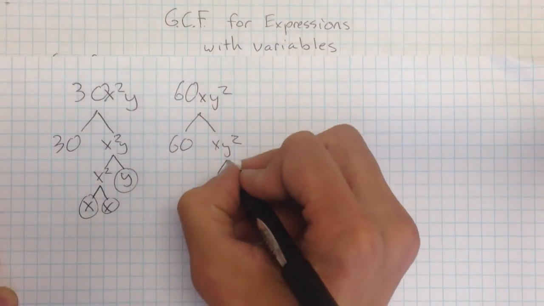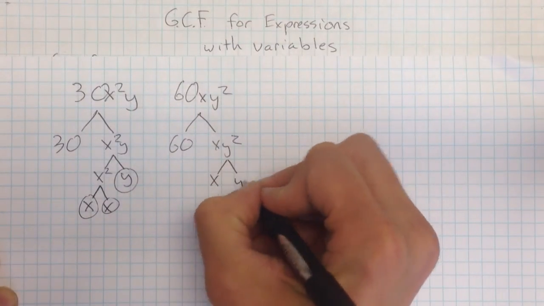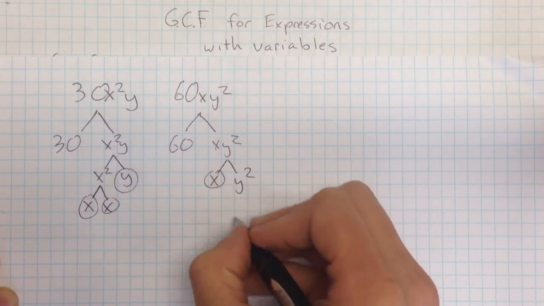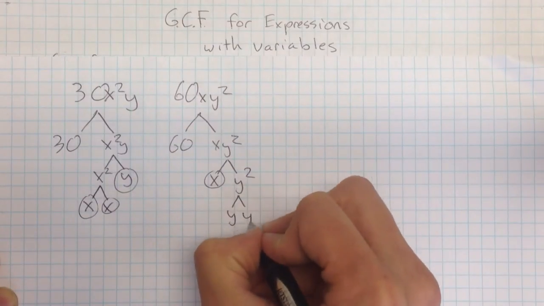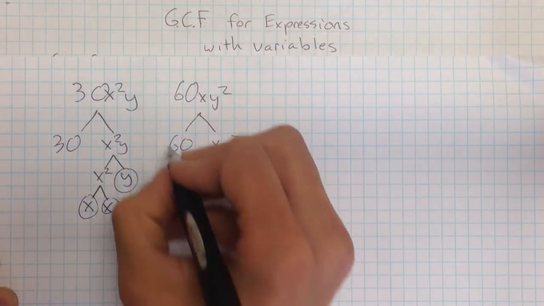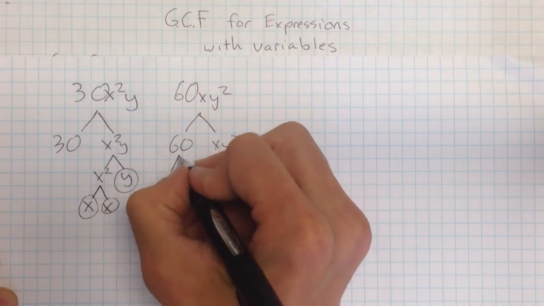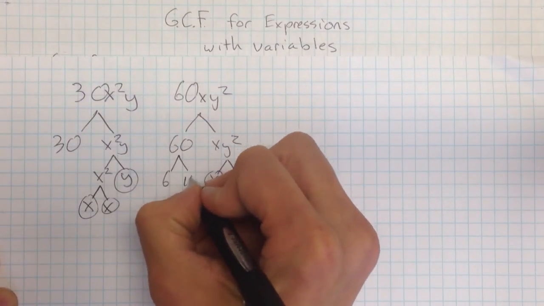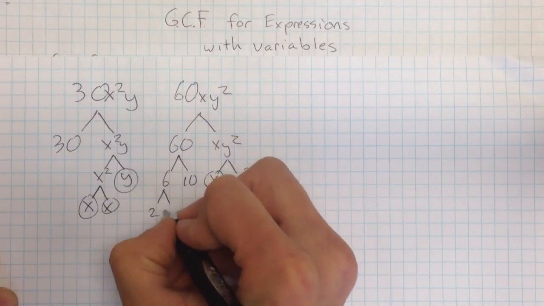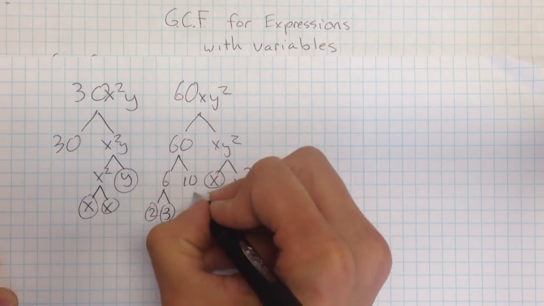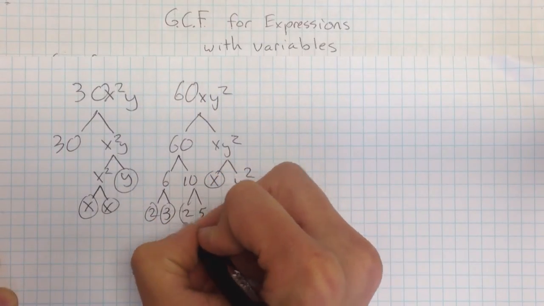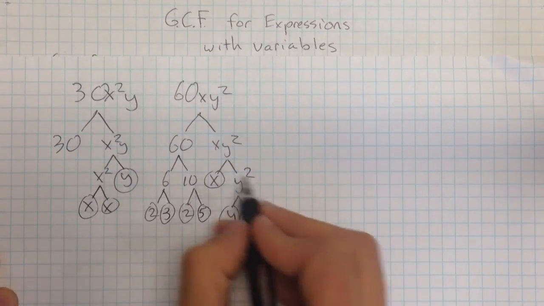I'm going to do the same thing on this other side. We have x and y squared. Circle the x. We have y and y. Circle those. And then we do the numbers like we did before. Okay, we have 6 and 10. Split those up to 2 and 3. We have primes. 2 and 5. We have primes. So we can see we've got a lot of circles going on.